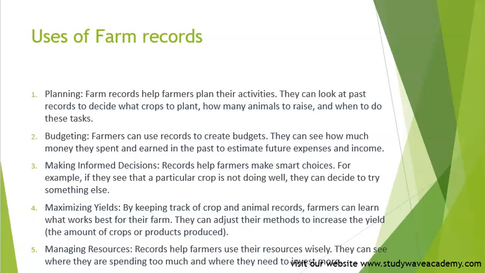Okay? Two, we have budgeting. Farmers can use records to create budgets. They can see how much money they spent and earned in the past to estimate future expenses and incomes. Three, making informed decisions. Records help farmers make smart choices. For example, if they see that a particular crop is not doing well, they can decide to try something else.